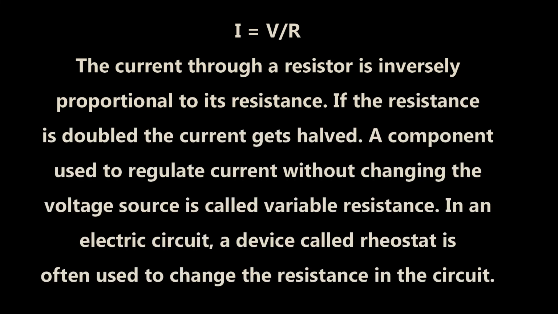So the current through a resistor is inversely proportional to its resistance. If the resistance is doubled, the current gets halved. A component used to regulate current without changing the voltage source is called a variable resistance in an electric circuit. A device called a rheostat is often used to change the resistance in the circuit.